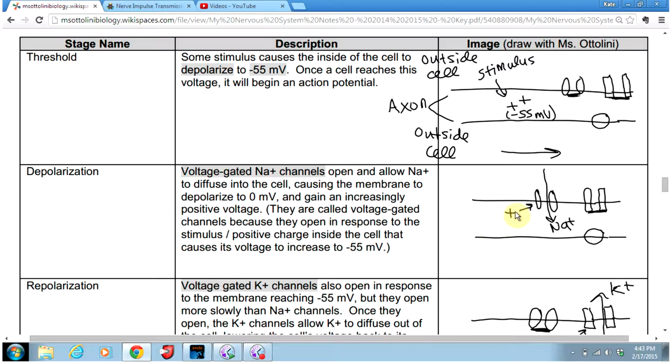So in my next picture, I'm showing positive charge causing the voltage-gated sodium channel to open. Since we normally have more Na+ outside of the cell than inside, the sodium is going to move from a high concentration outside towards a low concentration inside. And that is going to further raise the potential of the nerve cell. So again, we're going to be moving from -55 towards 0, and that's called depolarization. Now, the voltage-gated potassium channels will also open in response to this positive charge. However, they will be slower.